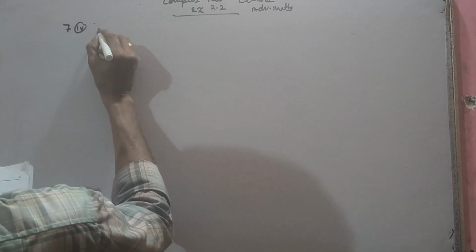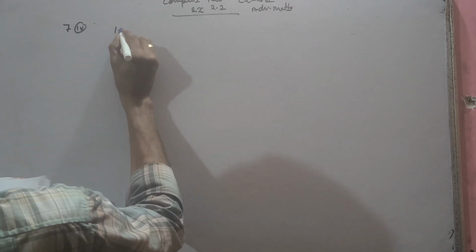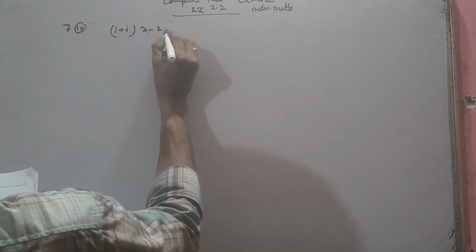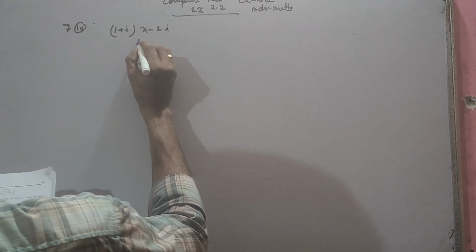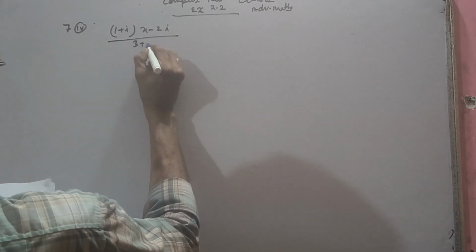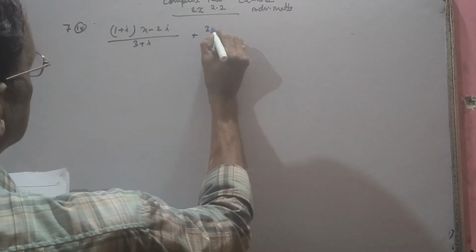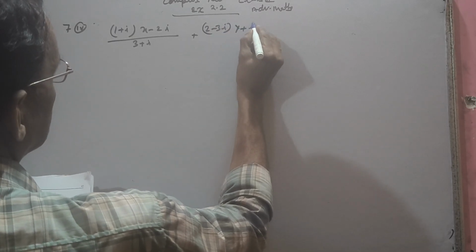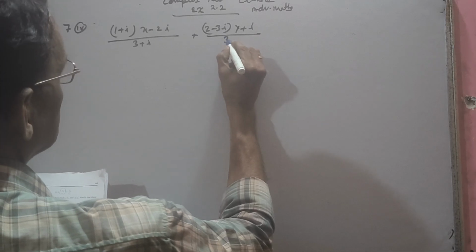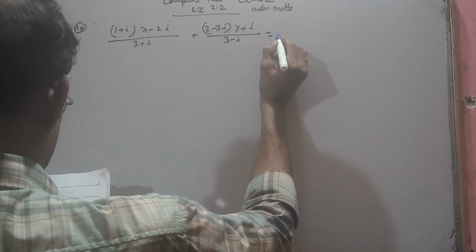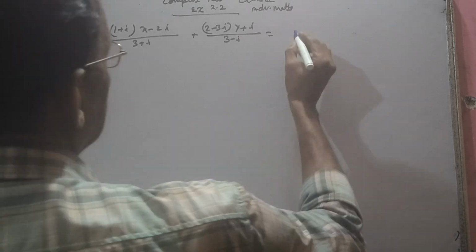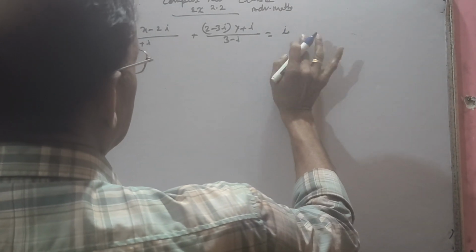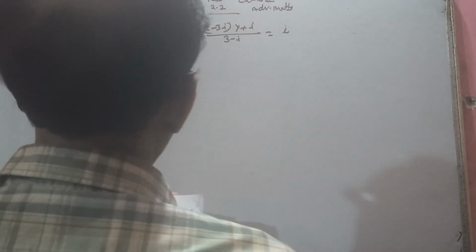Number 4. Question is solve: (1 plus i) into x minus 2i over (3 plus i), plus (2 minus 3i) into y plus i over (3 minus i) is equal to, as given here, 0 plus i into 1, which is equal to 0 plus i only. In the paper it might be i only. You need to write that there.